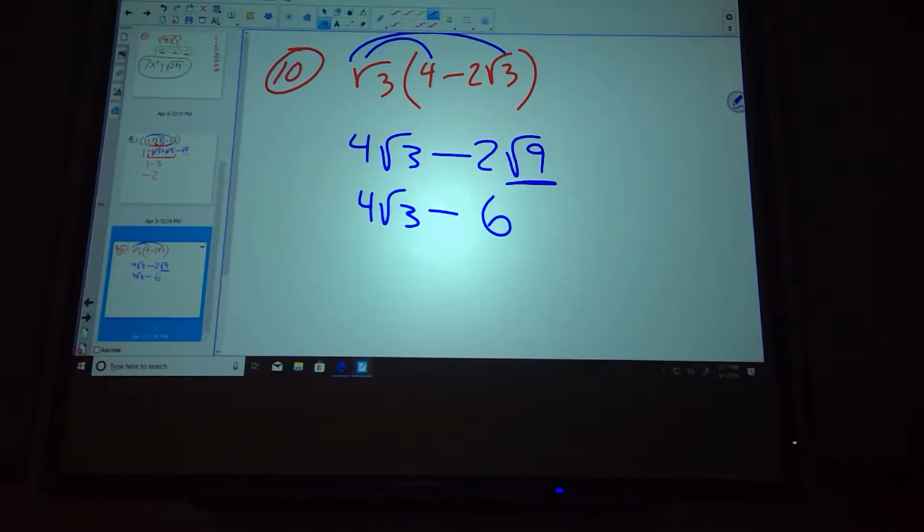Is that your answer? Uh-huh. And notice it's just a square root 3. It's not a square root of 3 minus 6. I don't have the square root going real long.